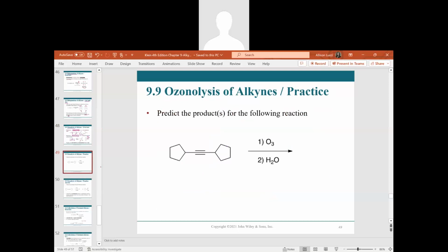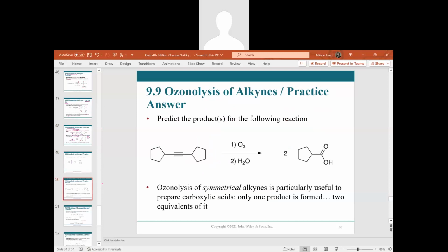So what would the product be here? I had mentioned if we have a symmetric alkyne, we treat it with ozone and water, we would end up with two of the same carboxylic acids. So that's what we see here. When that bond was cleaved with this symmetrical alkyne, we can have two of the same carboxylic acids. So this can be useful if that's your goal.